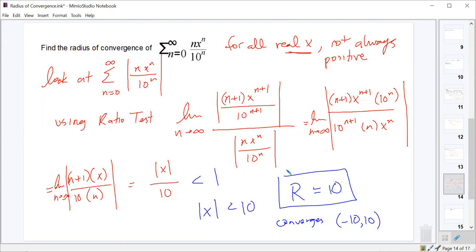Any questions there? Everybody okay with that? Yes, exactly, Nick. Our radius is just how much the x goes in either direction. All right, let's do another one.